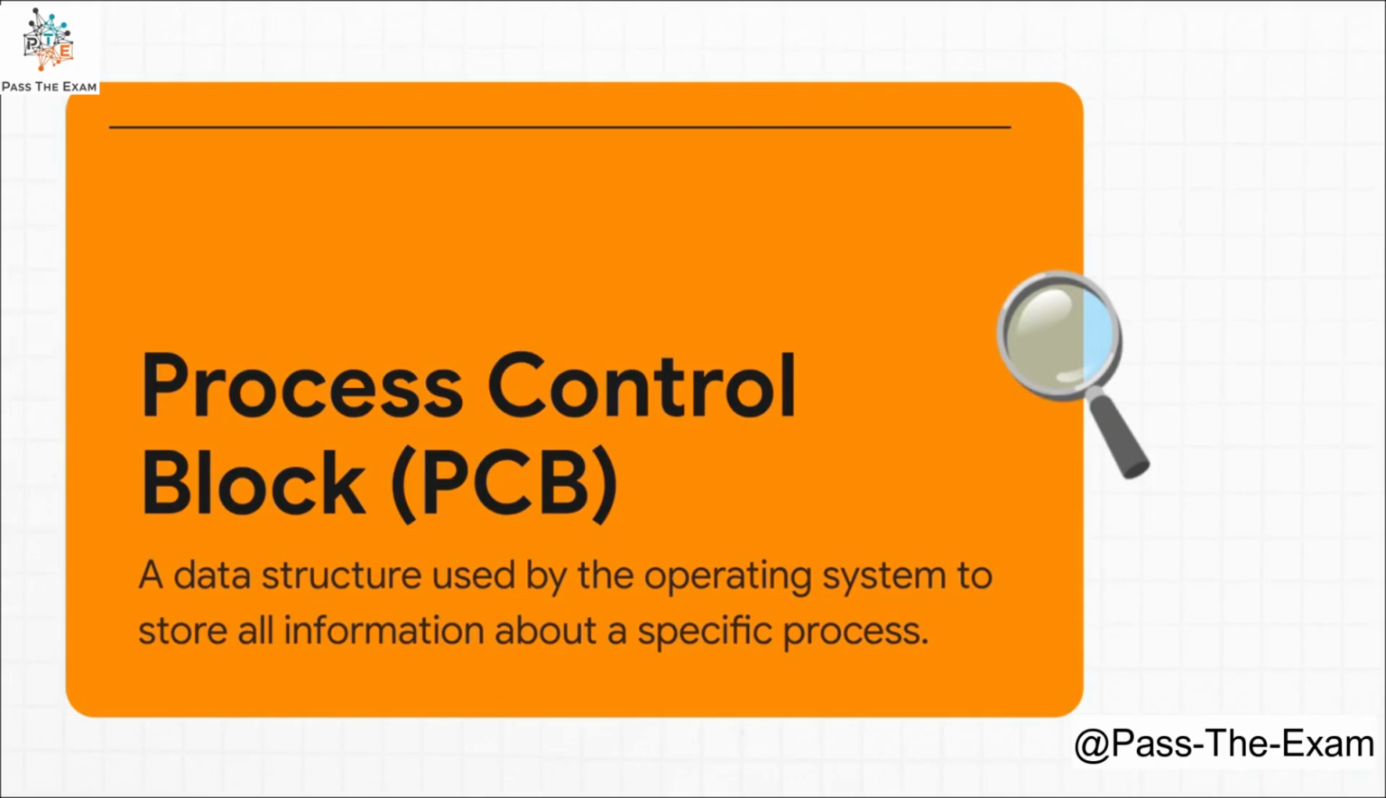The secret ingredient to that whole magic trick is something called the process control block, or PCB. The absolute best way to think about it is like a digital bookmark. For every single app that's running, the OS keeps this super detailed bookmark.